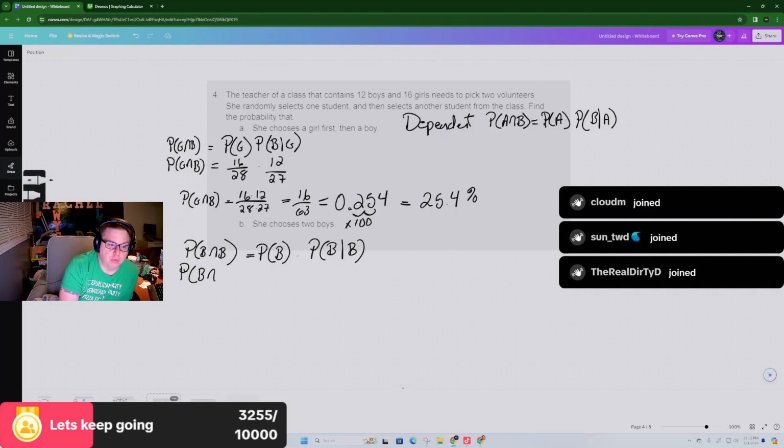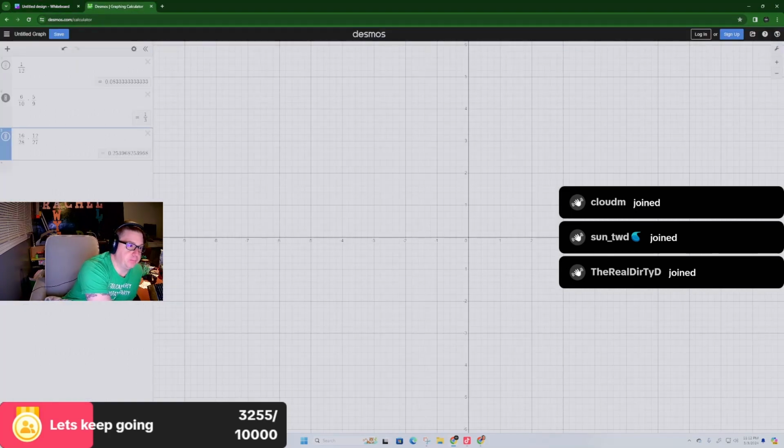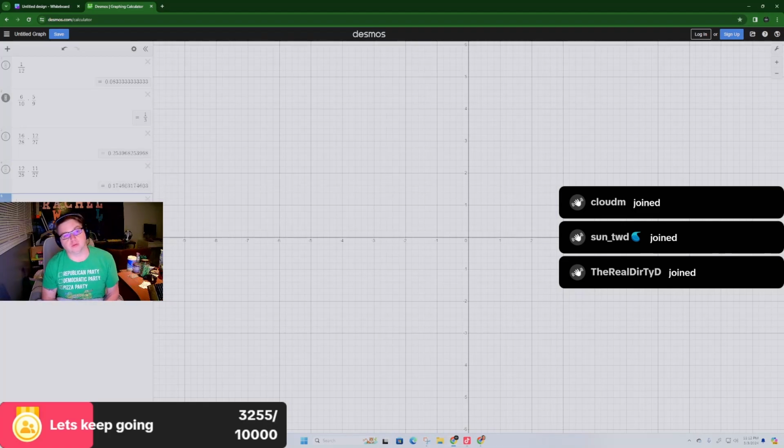So the probability of a boy and a boy, we are going to take the first boy, so there are 12 out of our class of 28. But once we choose one boy, there's only 11 boys left. And once we choose one student, now there's only 27 students left. So making sure that we account for that in our dependent probability is very important. So we're going to do 12 over 28 times 11 over 27. Because remember, we went down on both of those by 1.